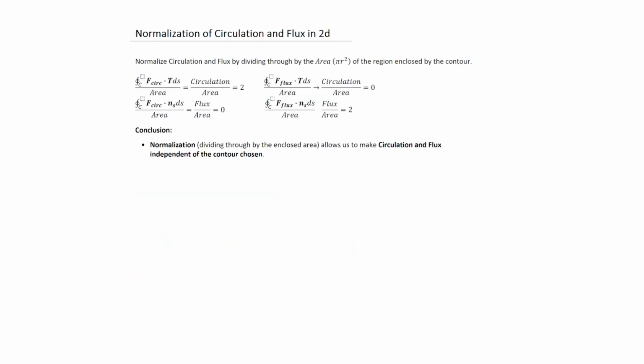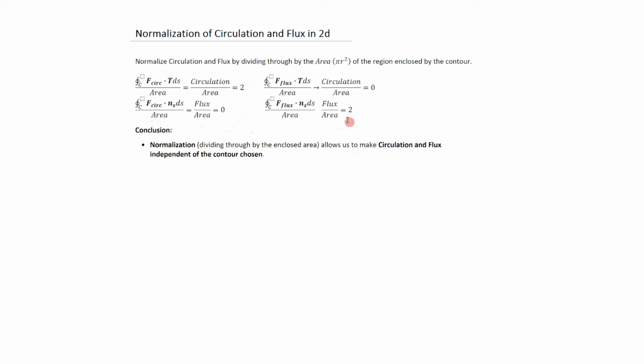So let's go one step further now. We'd like this value that we've computed to be independent of the area of the region enclosed by the contour. So the simplest thing is to divide through by the area, which was pi r squared. If you do this for the various cases that we considered, so there's f circ TDS, f flux TDS, f circ NDS, f flux NDS, then the only thing that's left is the values 2, 0, 0, and 2.